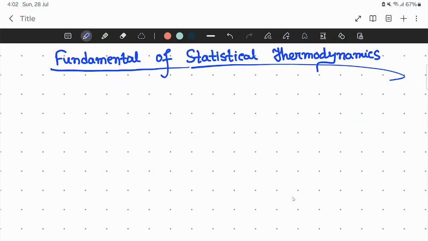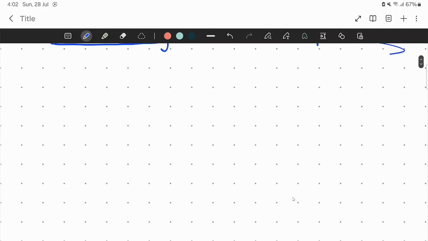So this is the course name, Fundamental of Statistical Thermodynamics. First, we'll discuss some basic questions that were uploaded in the NPTEL portal as week 0 assignment 0. These are some basic questions, but as these are uploaded, I thought to discuss these questions as well.